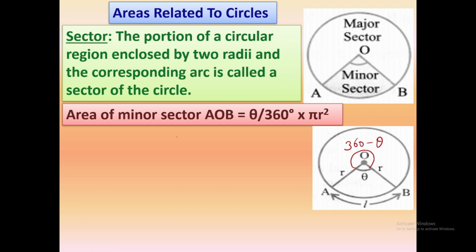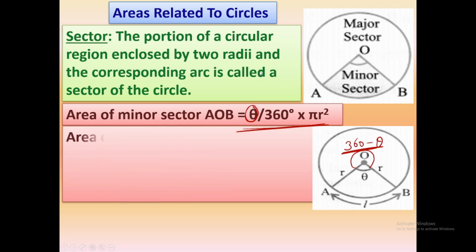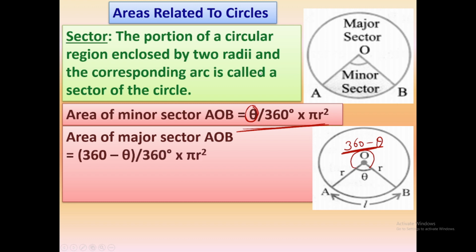So to find the area of the major sector, in place of this theta, we are going to write 360 minus theta, and the formula remains the same, just theta changes. See it. So the area of the major sector is 360 minus theta upon 360 into pi r square.